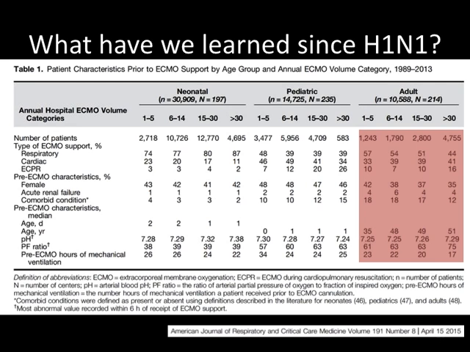The next thing that we found is that volume probably matters. How many cases a center does probably makes a difference. And if you look at this data here, you can see the age. Centers that do more cases tend to put older people on compared to centers that don't do a lot of cases. But they tend to go on much earlier, with PF ratios of 75 versus PF ratios in the 60s.